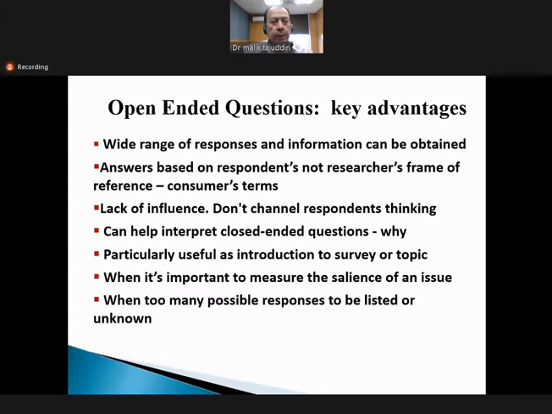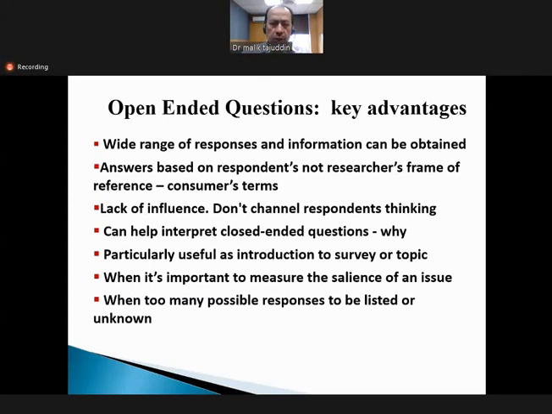First, we see what open-ended questions are and what their key advantages are. In open-ended questions, a wide range of responses and information can be obtained. Answers are based on the respondents' frame of reference, not the researcher's. We get the answers in the consumers' terms, not in the terms of the manufacturer or the researcher. There is a lack of influence, as we are not guiding or imposing answers, or asking him to choose from 2, 3, or 4 given options. He may give an answer which is not in our mind.